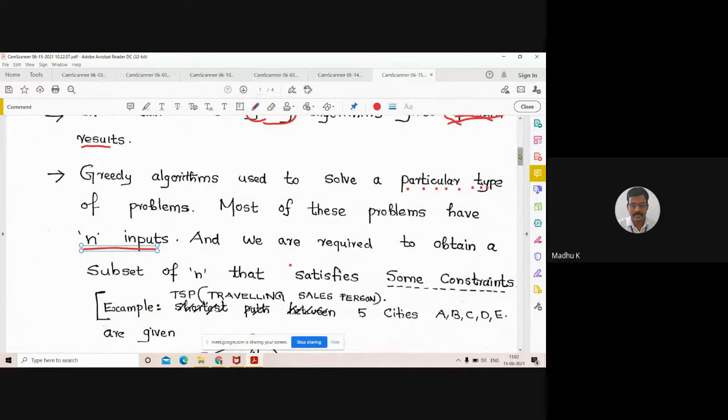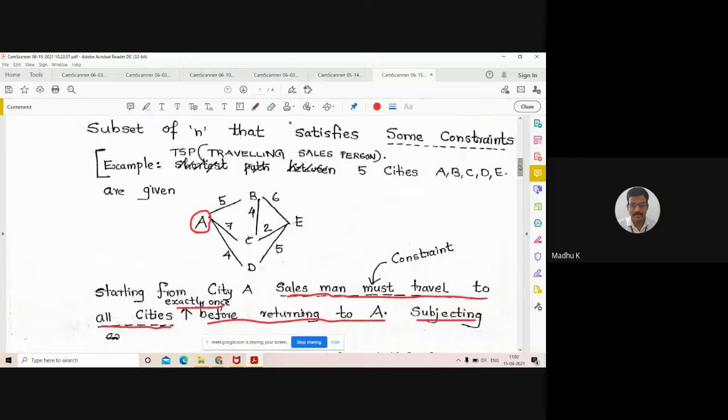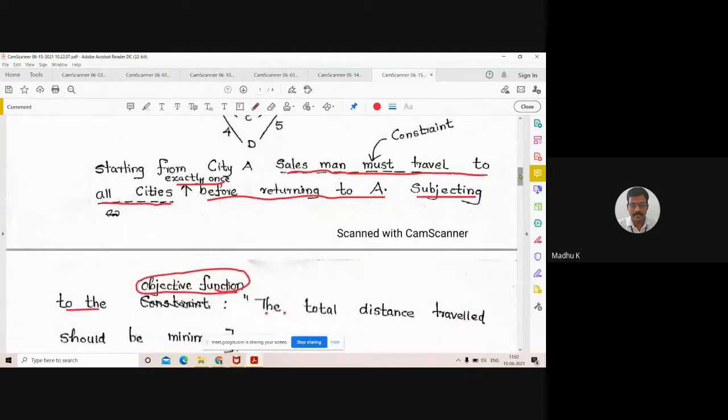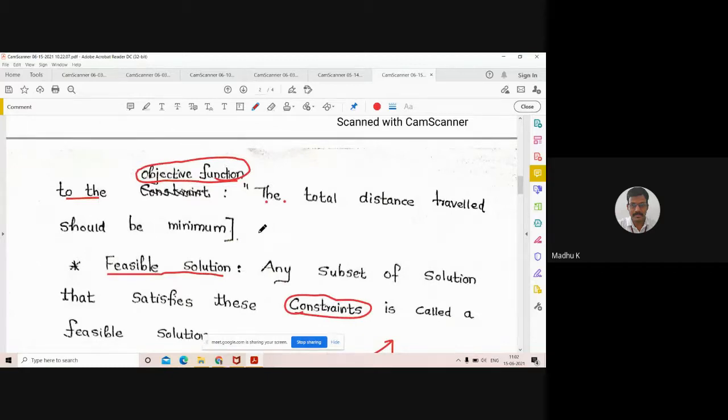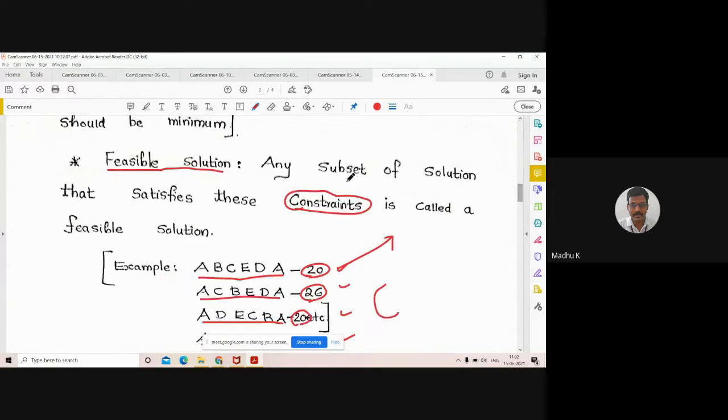For example, the TSP problem. In the case of a TSP, this is the problem: starting from city A, the salesman must travel to all cities exactly once before returning to A. This is the constraint on that problem. Additionally, that problem should satisfy this also: subjecting to the objective function, the total distance traveled should be minimum. So in this case, what will be the feasible solution? Any subset of solution that satisfies the constraints is called a feasible solution. But what is an optimal solution?